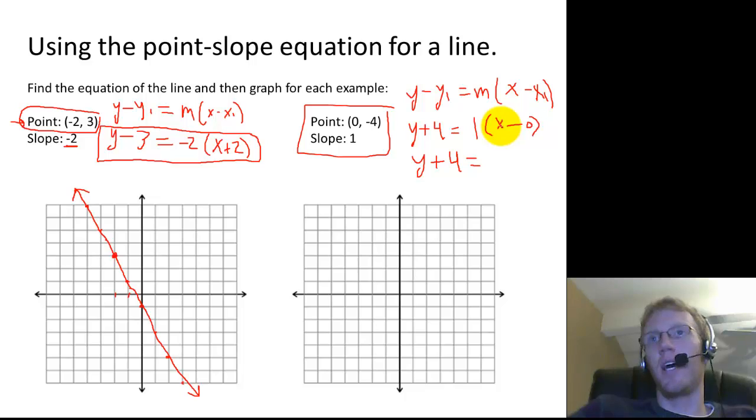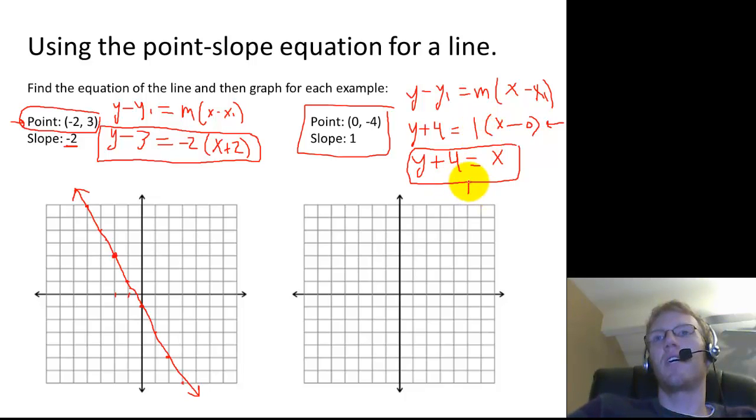And 1 times x is really just x, so you can write it like that. I mean, this one is not wrong. It makes it very explicit that this is the value of the point and this is the slope. But this is kind of nice and beautiful, so we like that a little bit better.